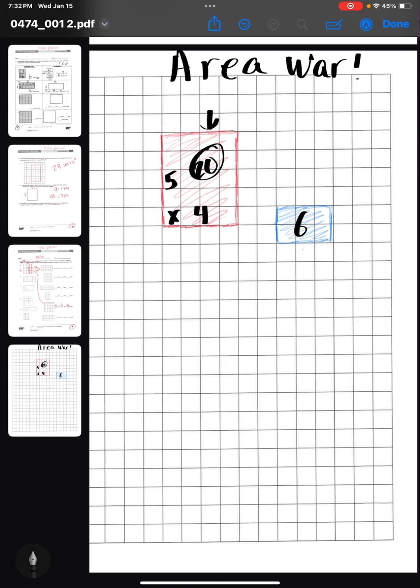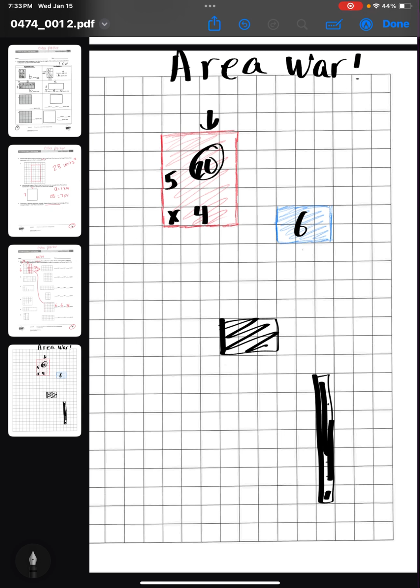So this red player would add up 20. Say they had another one down here that was 6, they could add that up also. Maybe they had a long skinny one. What is that? 1, 2, 3, 4, 5, 6, 7. They would add that 7 to it. And you're just going through and adding up all of your areas to find the total amount of area that you covered in the game. The person that covered the greatest area of the game wins.